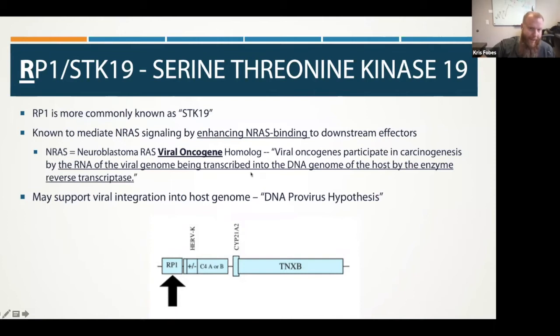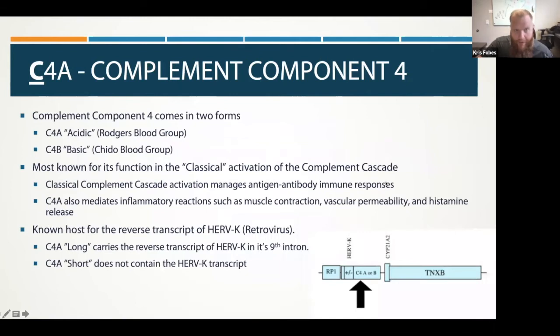The other thing that this might play a role in is the DNA provirus hypothesis, which I won't go into too much, but it's basically about how viral RNA can be transcribed into our human DNA for ongoing replication or transcription. It's a pretty interesting thing to look into.